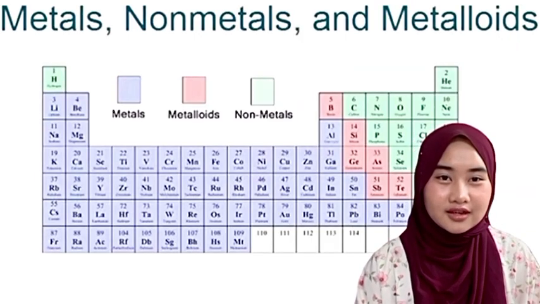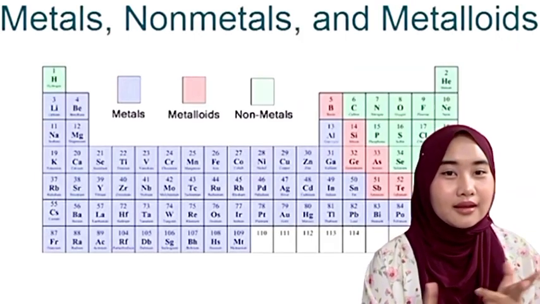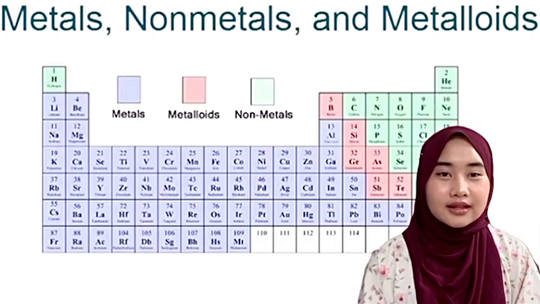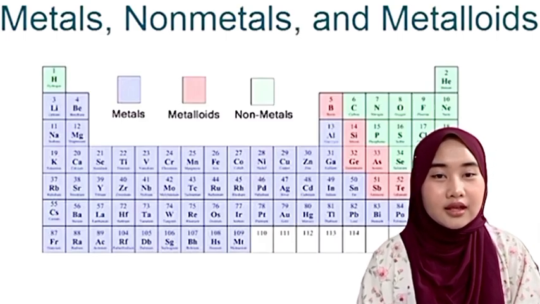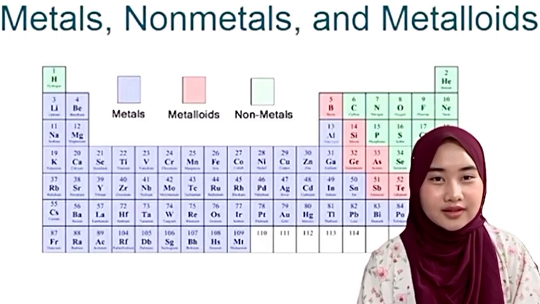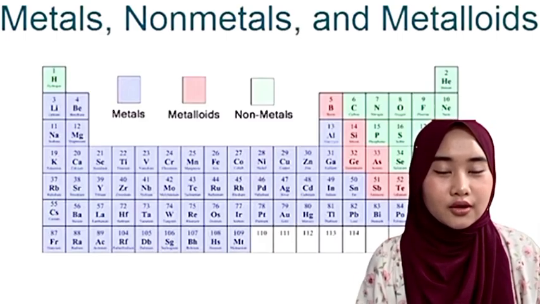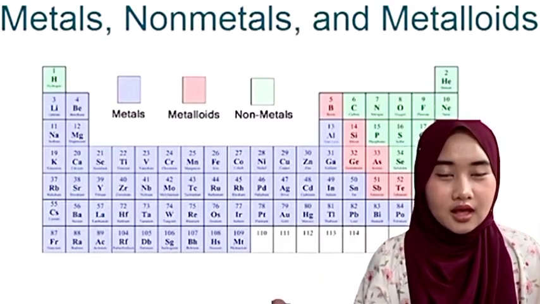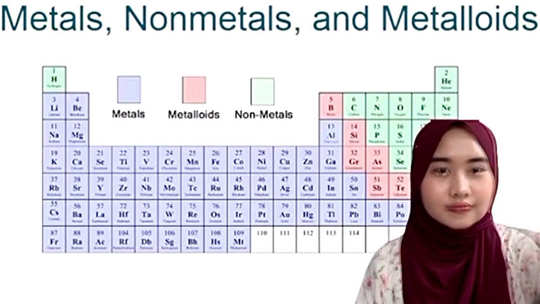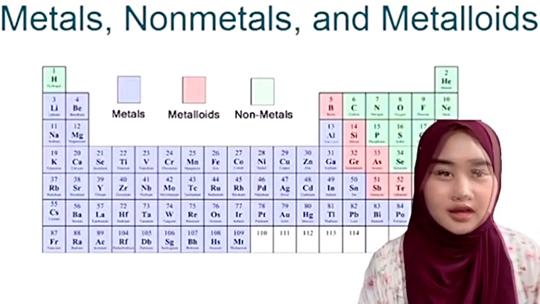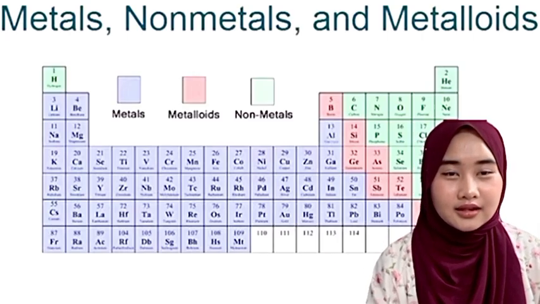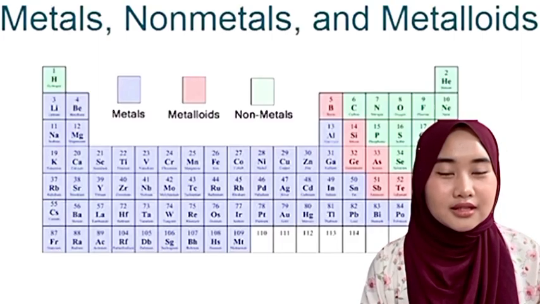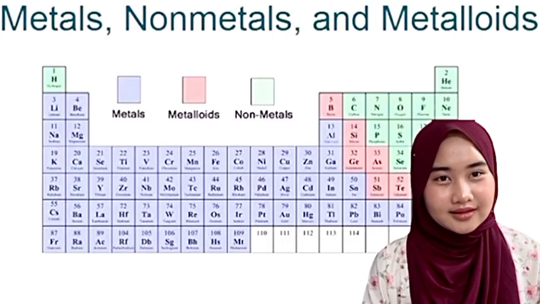The next explanation is about metals, non-metals, and metalloids. Metals are found on the left side and the center of the periodic table. They are good conductors of electricity. Non-metals are located at the right side of the periodic table and have a variety of properties, with bad conductivity. And lastly are metalloids. They are found along a zigzag line between metals and non-metals. Metalloids have properties of both.